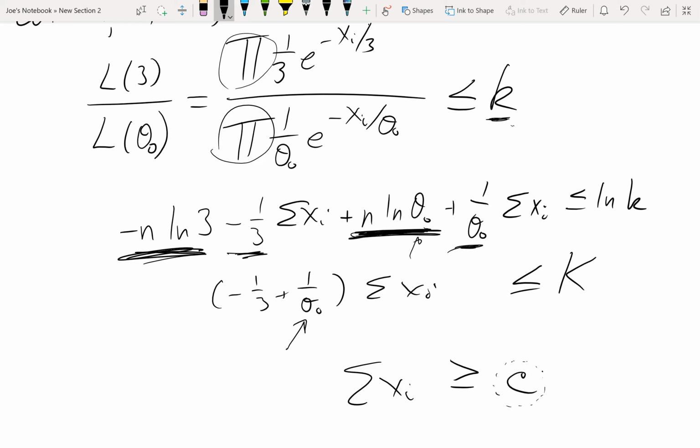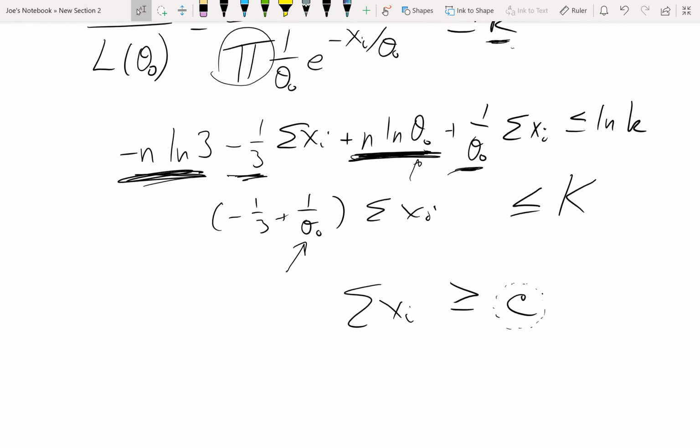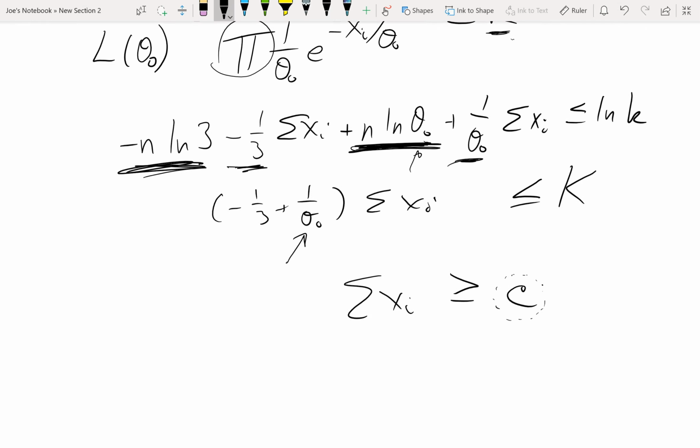Okay. All right, but this is the form of our critical region. The sum of the x sub i's is greater than or equal to c. So what we want to do then is find what this best critical region is. But notice that the best critical region will be the same critical region no matter what theta naught is, as long as it's bigger.